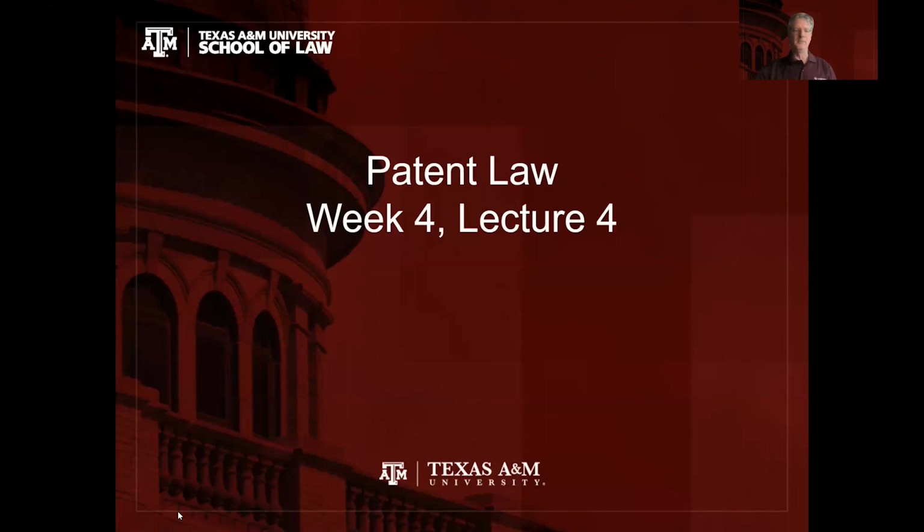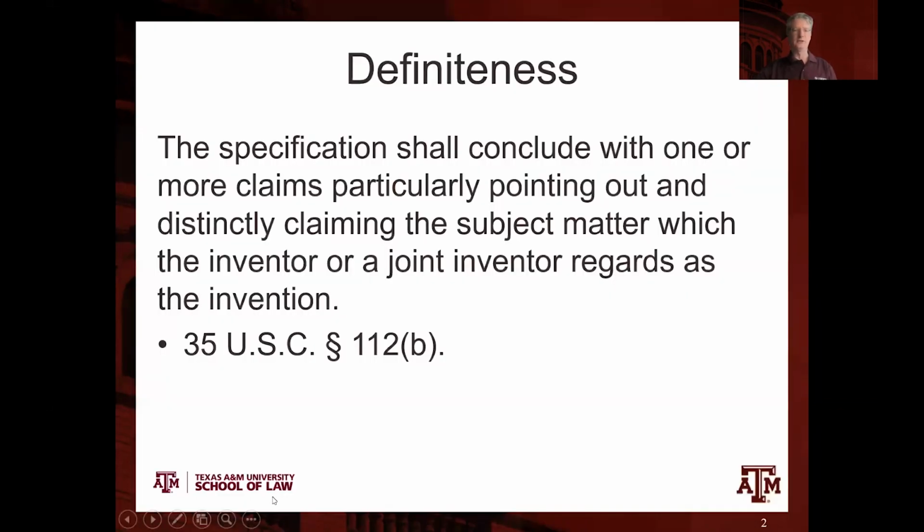We're going to talk now about the definiteness requirement. The specification has to conclude with one or more claims. We've talked about claims and how to draft them, particularly pointing out and distinctly claiming the subject matter which the inventor or joint inventor regards as the invention. This is currently found in subsection B of the same section 112 that we've been looking at for written description, enablement, and best mode. And so it's right there in the statute.